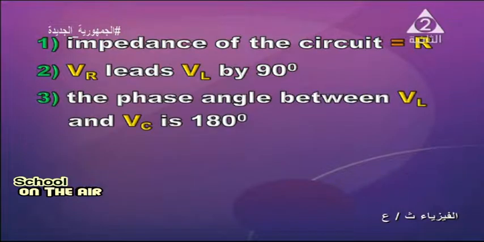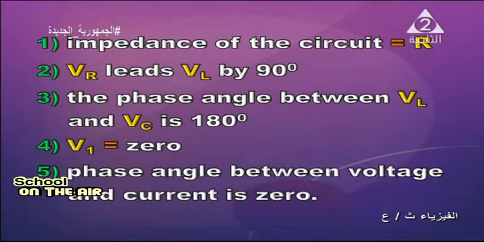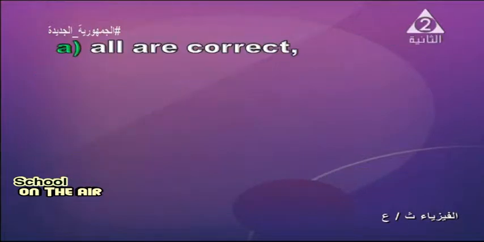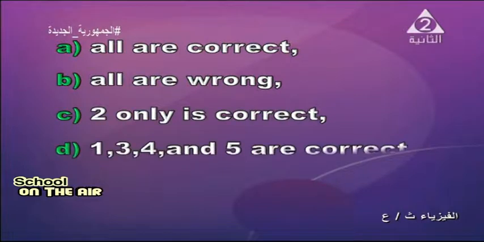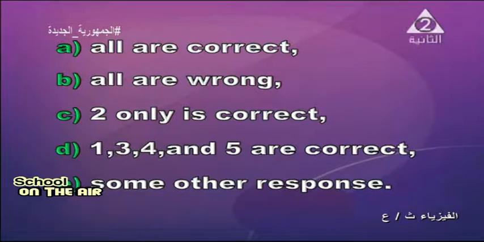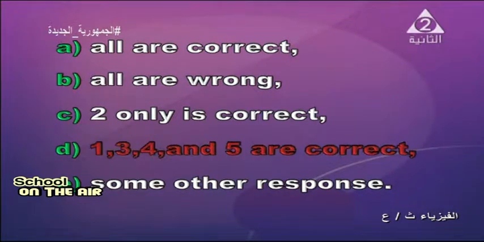The phase angle between VL and VC is 180. It is quite clear, and it is always so. V1 equals 0. So the phase angle between voltage and current is 0. So, are all correct, all wrong, 2 only correct, or 1, 3, 4, and 5 correct? Some other responses. It is quite clear that 1, 3, 4, and 5 are correct.